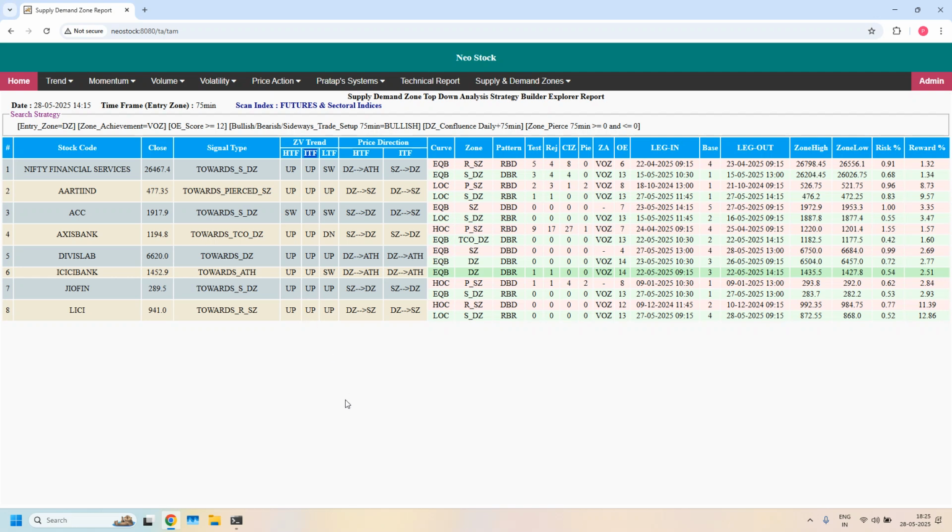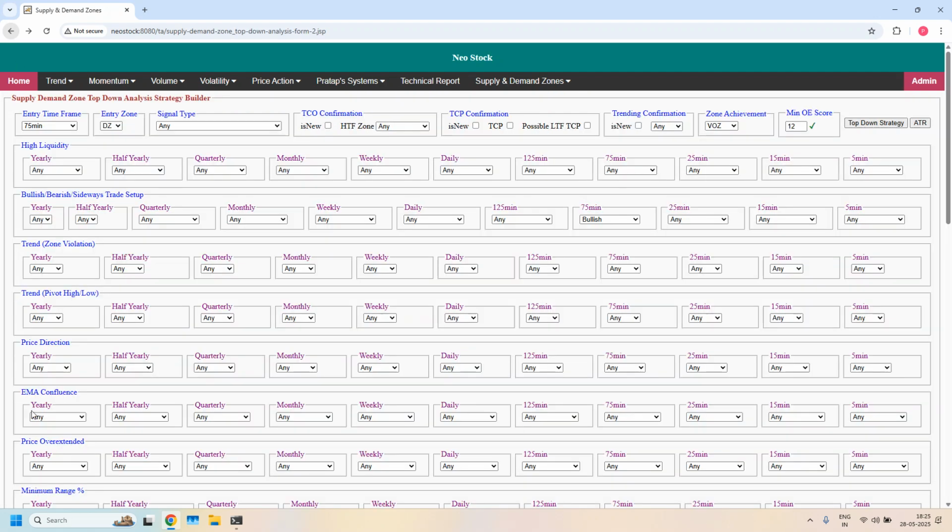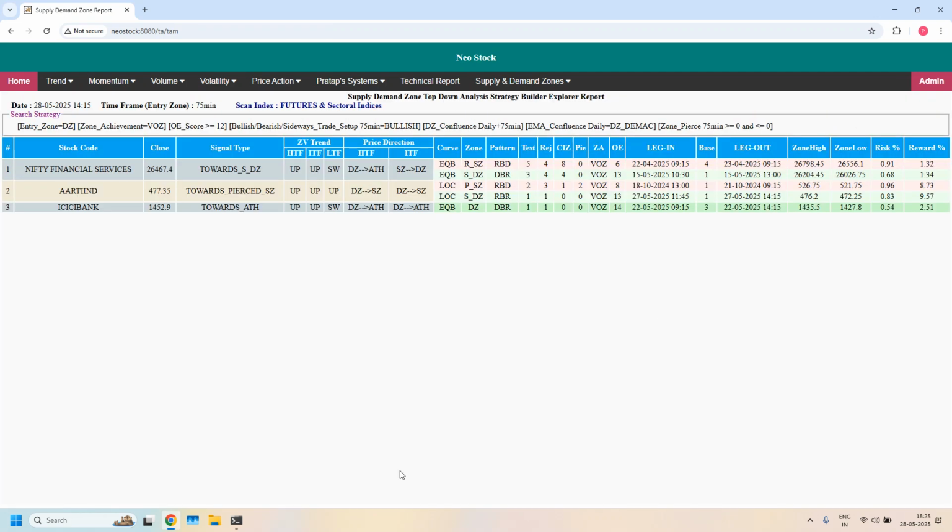So let's further filter based on daily demand zone with daily EMA confluence. The overlapped 75 minutes demand zone might have a higher probability for the filtered stocks. So 3 stocks are filtered. In these 3 stocks, these 75 minutes demand zones have an even higher probability of success. So that's why all these zones are already tested. Yeah, 3 times, 1 time, this is also 1 time.